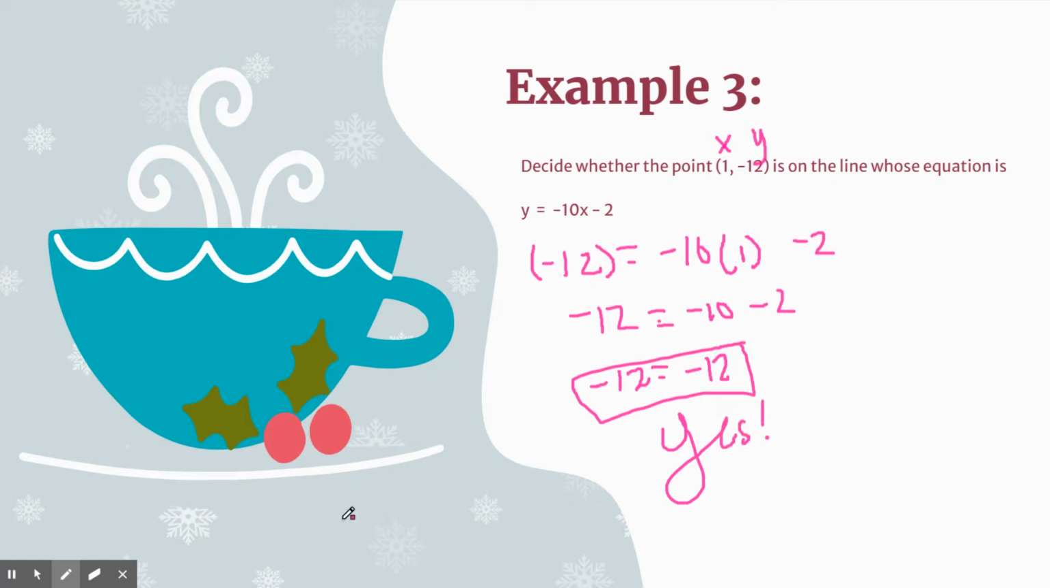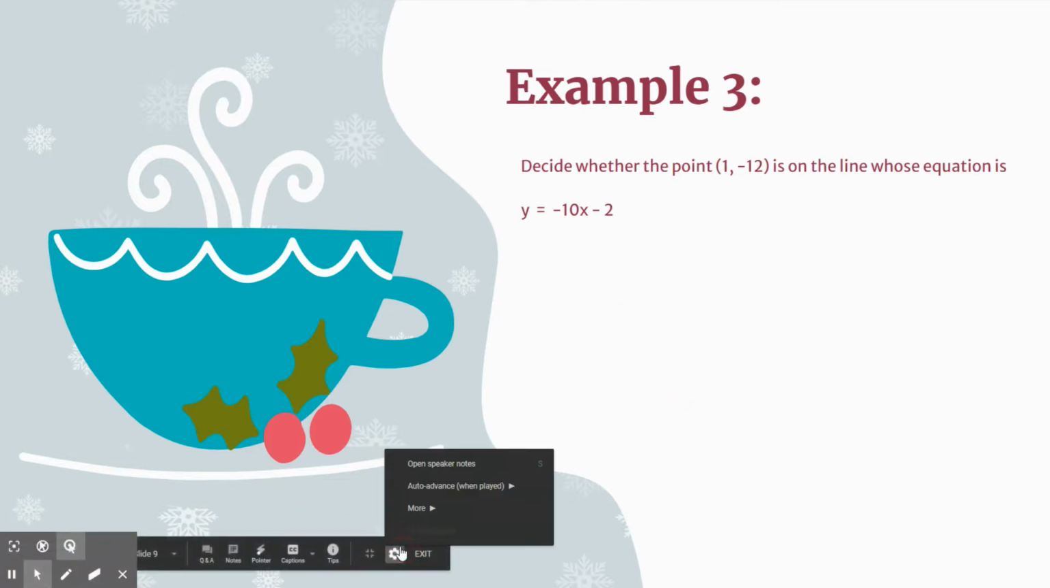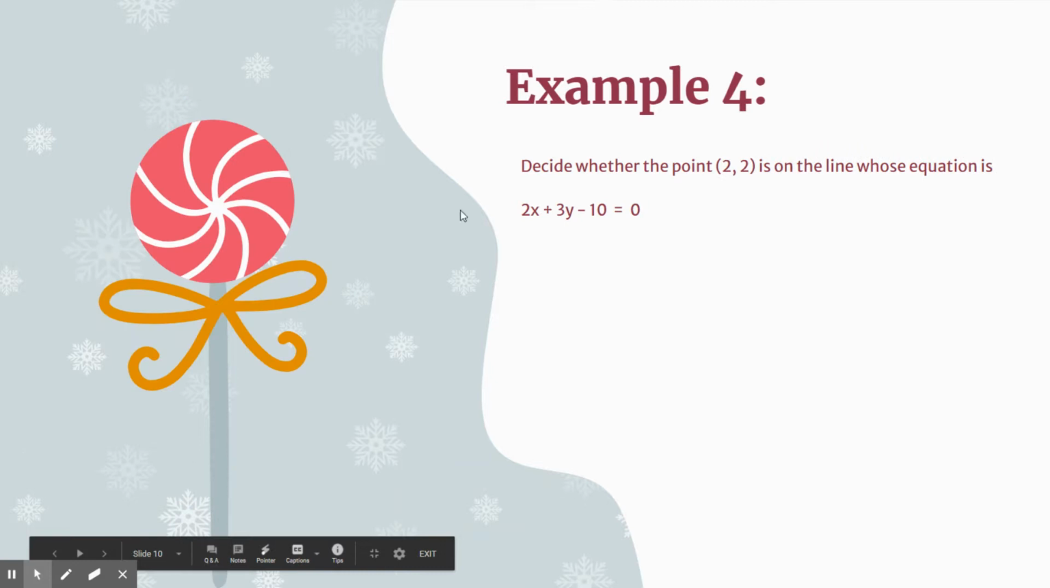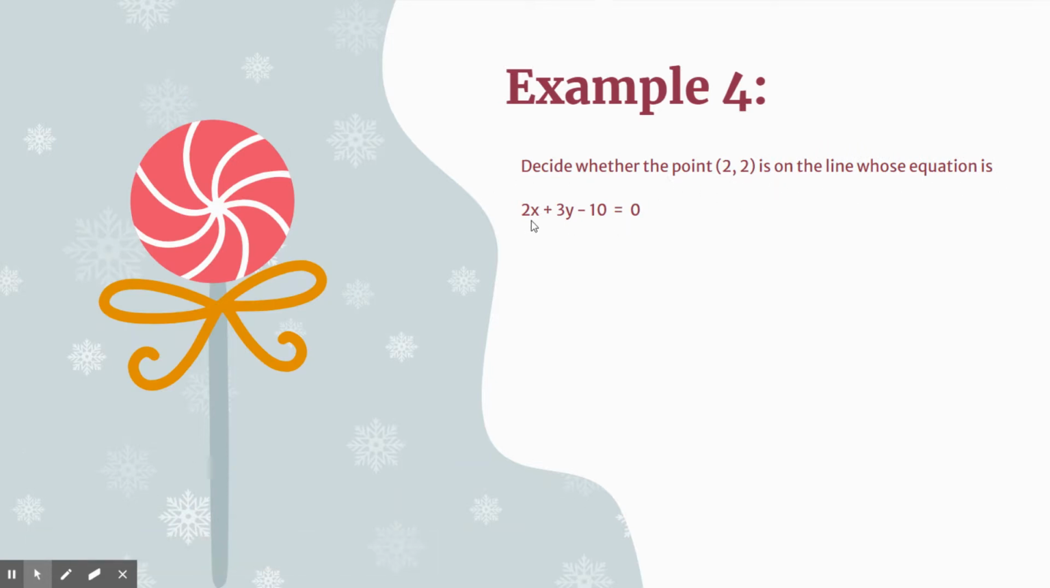All right, I'm going to go ahead and move us on to our last example. All right, decide whether the point (2, 2) is on the line whose equation is 2x + 3y - 10 = 0. Don't let this equation scare you. There's still an x, there's still a y, just plug it right in. Go ahead and start now. Pause.